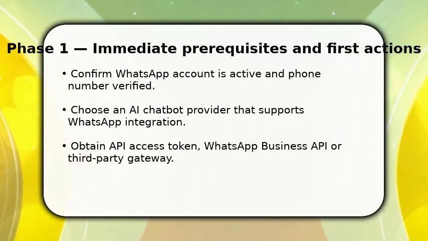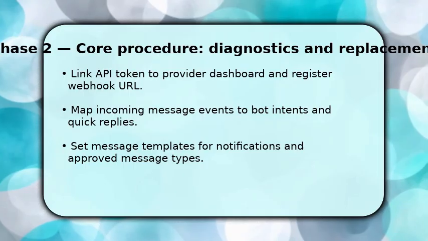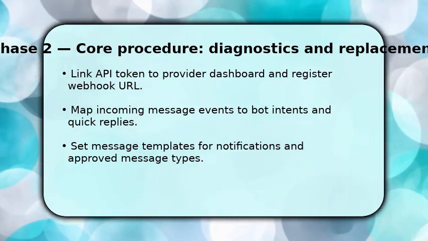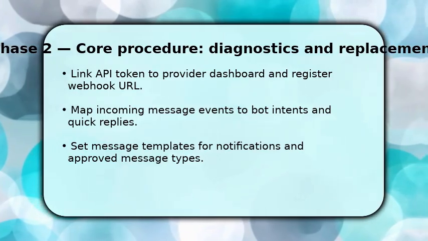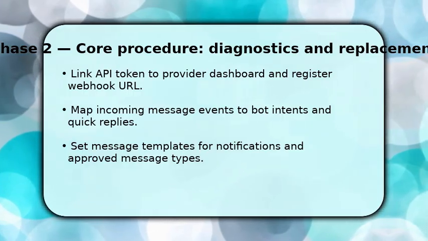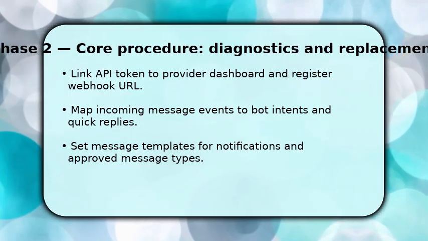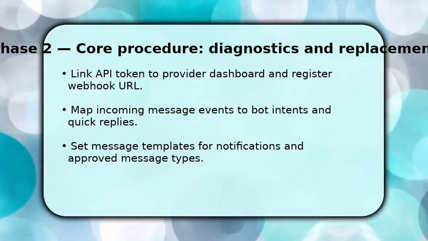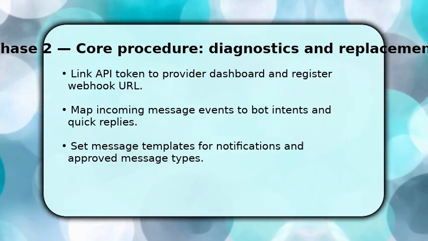You now connect the pieces, paste the API token into the provider dashboard, and register your webhook URL for message events. Once connected, map incoming messages to bot intents, create clear utterances and quick replies so the bot recognizes common queries. Then, configure message templates for transactional notifications. WhatsApp requires pre-approved templates for outbound templated messages.